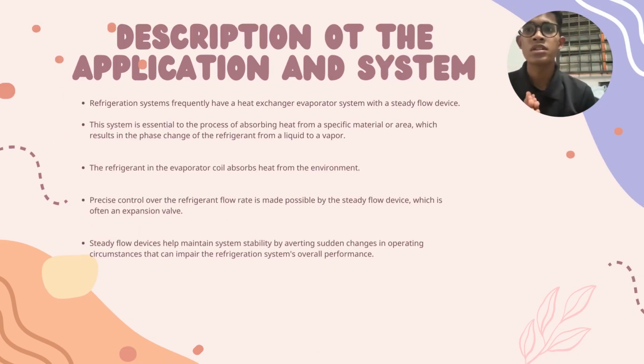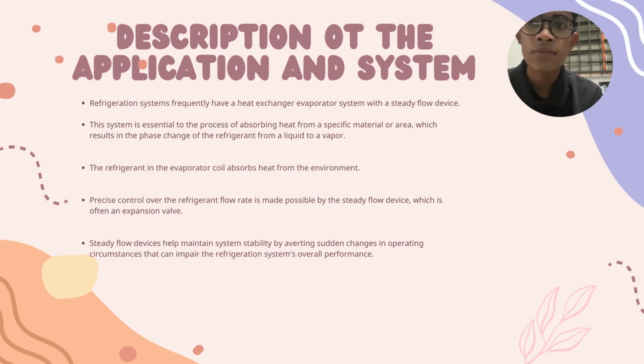Next is a description of the application and system. A refrigeration system frequently has a heat exchanger evaporator system with a steady flow device. The system is essentially the process of absorbing heat from a specific material or area, which results in the phase change of the refrigerant from a liquid to a vapor.